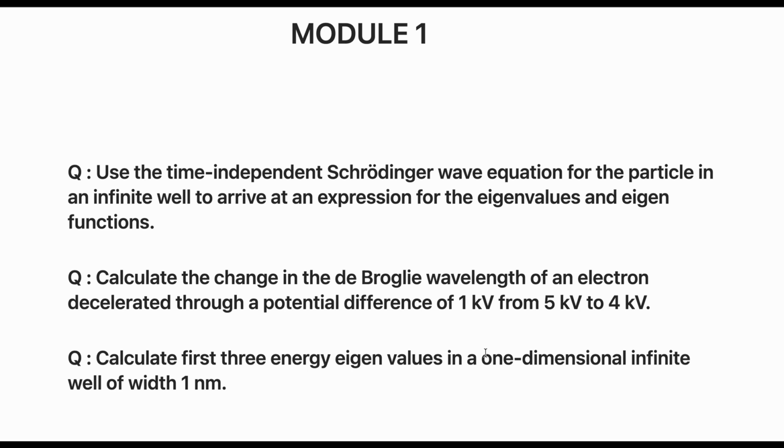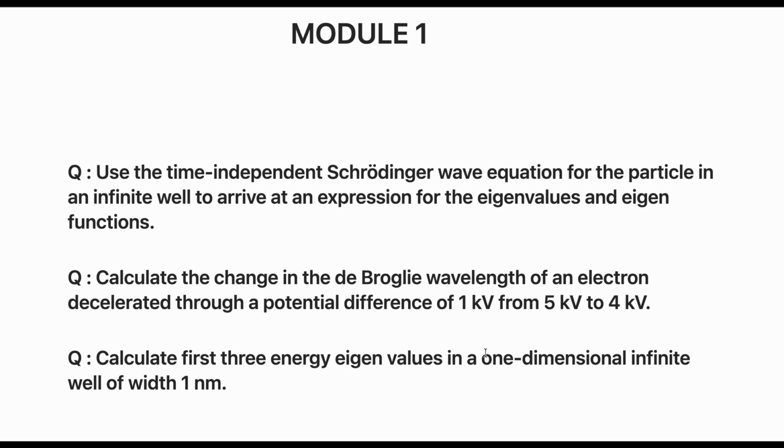Now move to our second question, which is: calculate the change in the de Broglie wavelength of an electron decelerated through a potential difference of 1 kilovolt, from 5 kilovolt to 4 kilovolt. I already solved this question in my videos; you can go and check it from there. The formula we are using is lambda equals 12.27 by root V angstrom, where V is the potential difference given in this question. The change in wavelength is delta lambda equals lambda 2 minus lambda 1, where 4 kilovolt gives lambda 2 and 5 kilovolt gives lambda 1. Through these values we can easily calculate the change in wavelength.